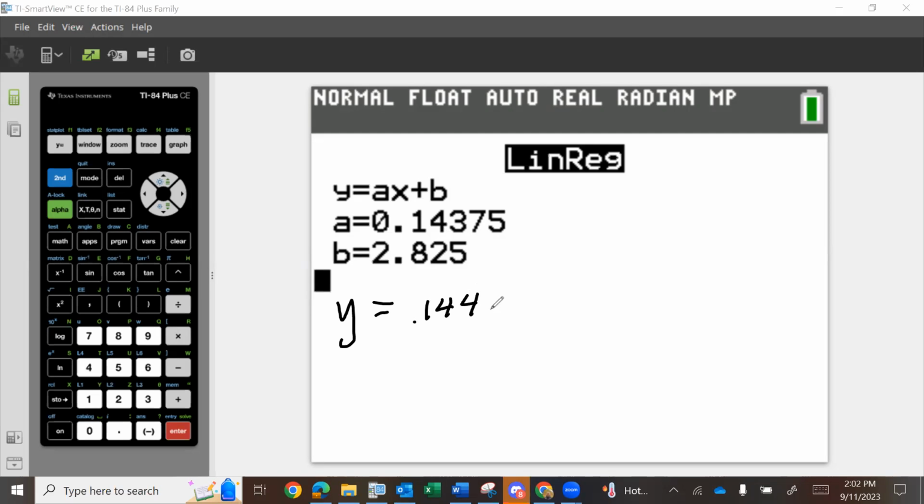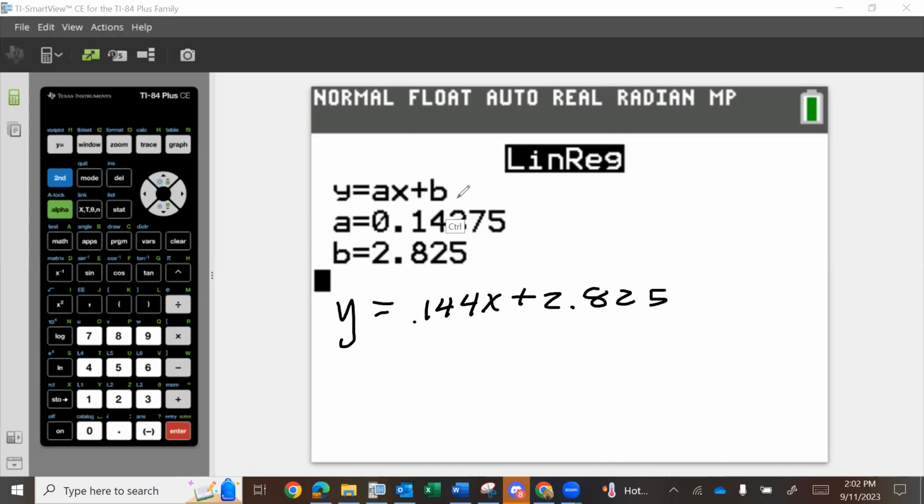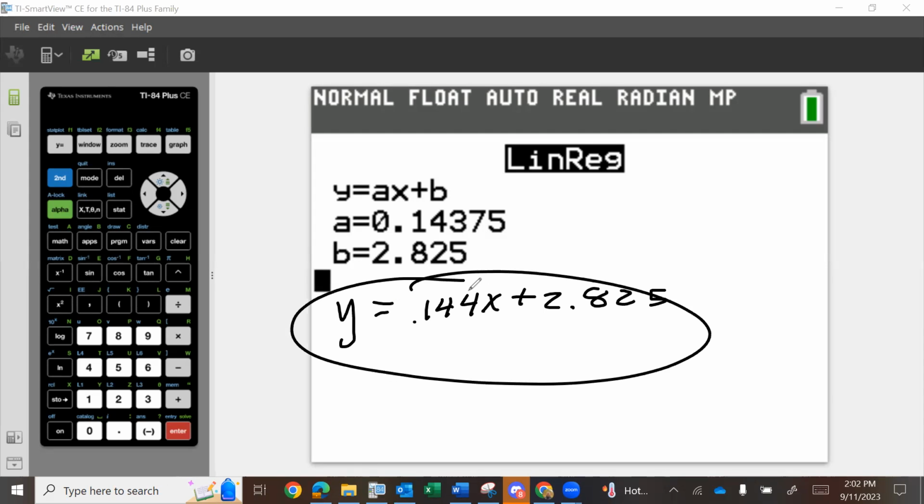0.144, because they said go 3 decimal places. After a, I'm going to do x. After x, I'll do a plus sign. After the plus sign, I'll do b, which is 2.825. Okay, so this is an acceptable answer for an equation. This is not. This is good, but we can certainly do better. And so this is what I'm going to accept.